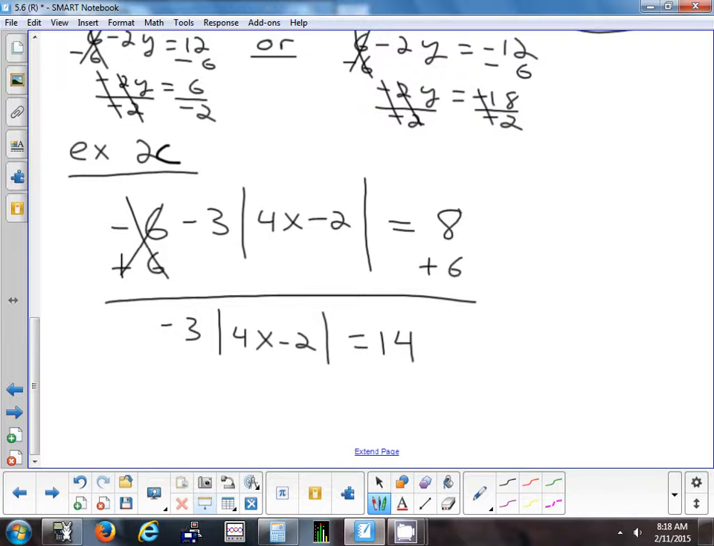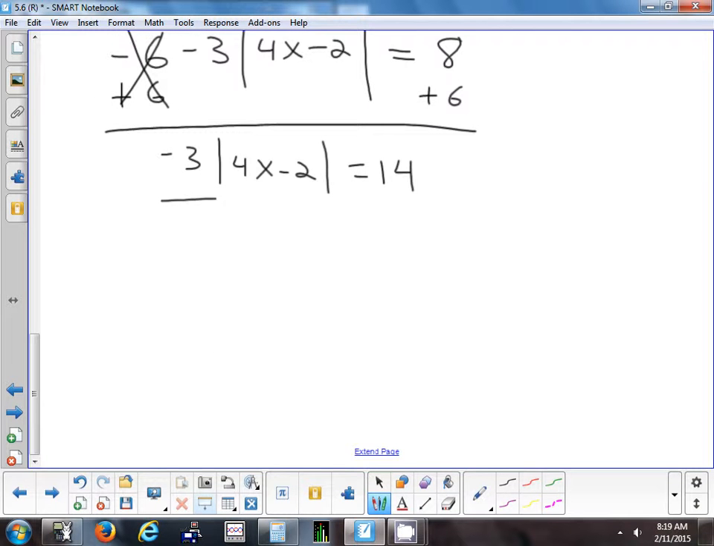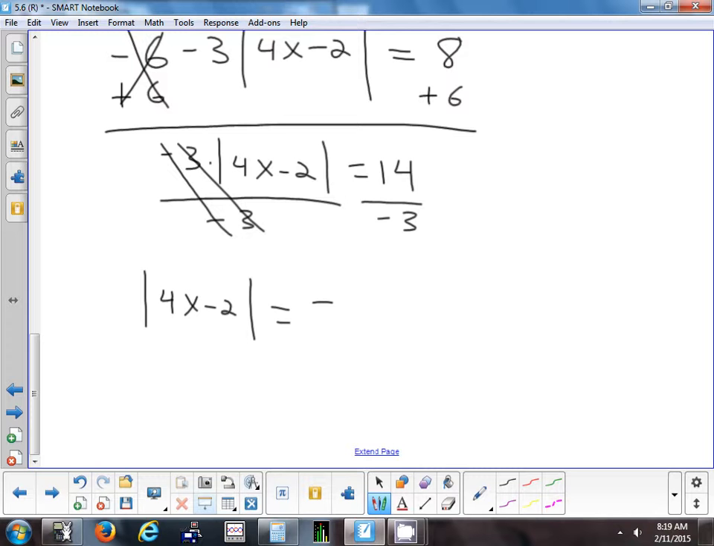Okay, now I look at it, ask myself, am I ready to split it apart? Nope, not yet. I got one more number I got to deal with on the outside of the absolute value. To get rid of that negative 3 that's multiplied by the absolute value, I'm going to divide by negative 3. Negative 3 divided by negative 3. The 3's cancel, and the negatives cancel. So we have absolute value of 4x minus 2 equals negative 14 thirds. And whether you put the negative in the top of a fraction or the bottom of a fraction, that doesn't matter.